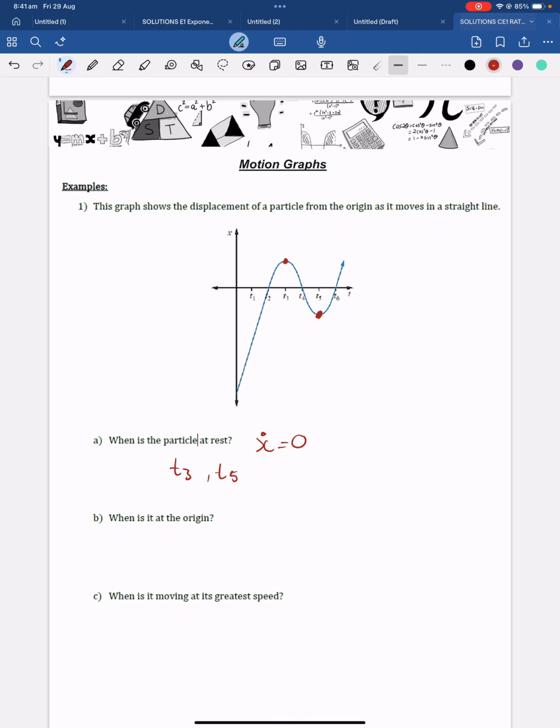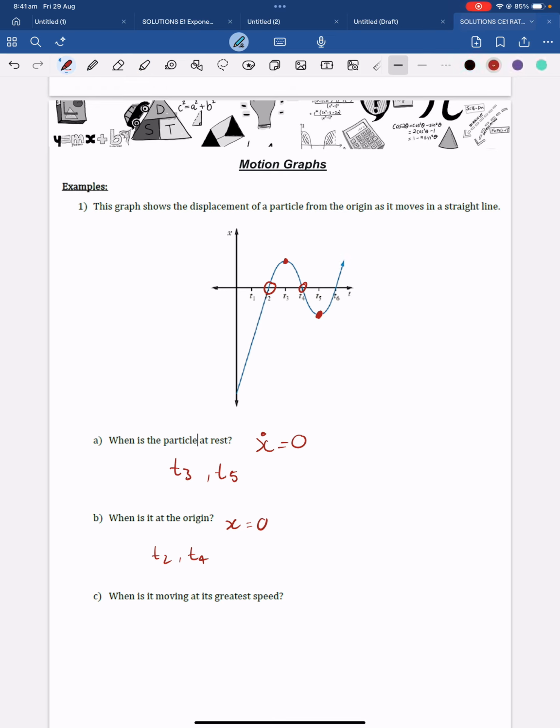When is it at the origin? So that's at the origin means where the displacement is 0. And that just means my x-intercepts. So T2 and T4. Now the greatest speed, so that's wanting to know, well, when is my first derivative the greatest, okay? So a few things here. Initially you're looking at, okay, when is my gradient the steepest? So looking at that, let me see if I can get a highlighter here. Greatest, so when's it the steepest? It's hard to read off this.